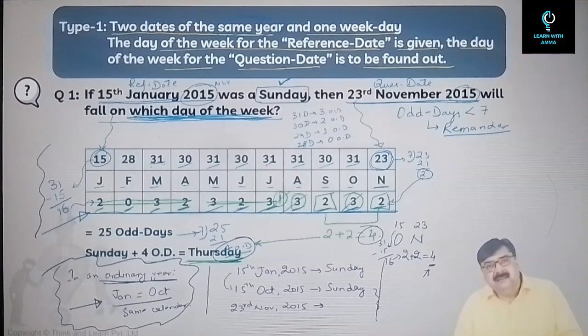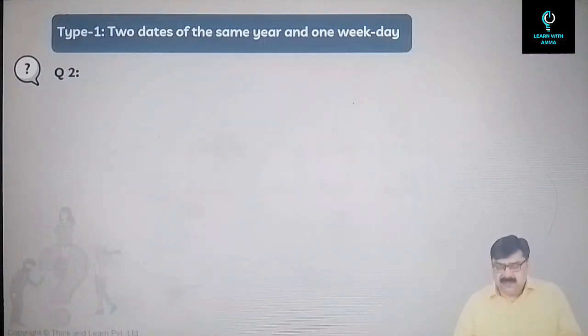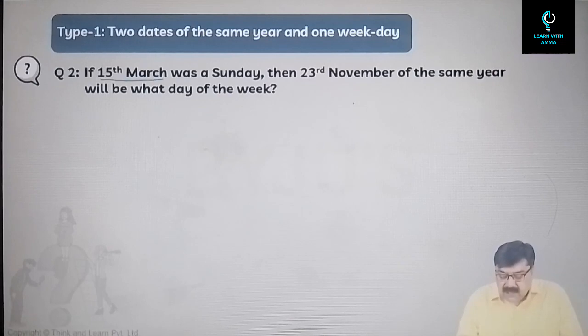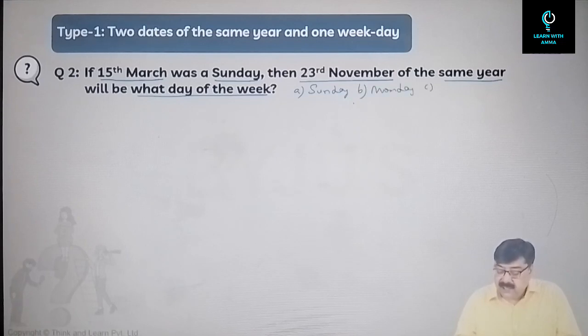Now let's have a look at another question of similar type. If 15th March was a Sunday, then 23rd November of the same year will be what day of the week? Let me give you 4 choices for this. Choice A is Sunday, choice B is Monday, choice C is Tuesday, and choice D is can't say. What would be your answer?